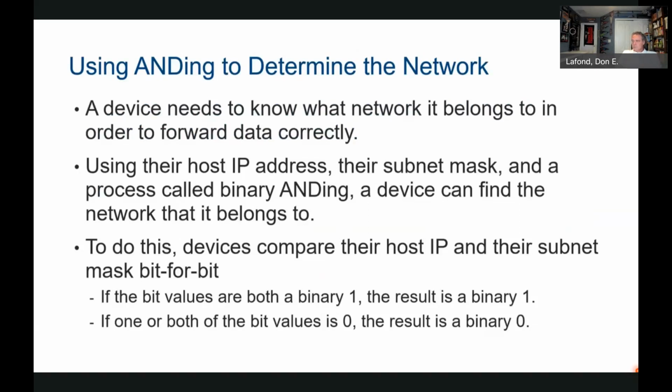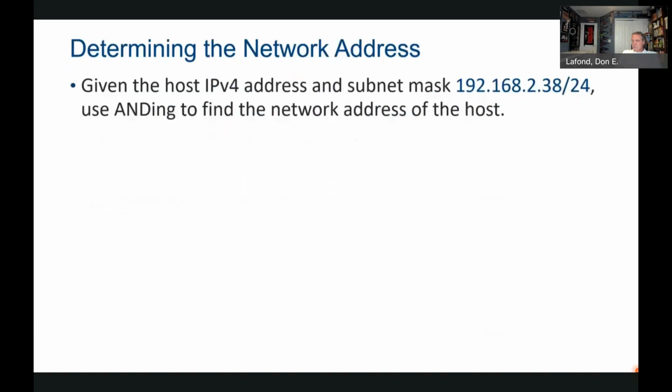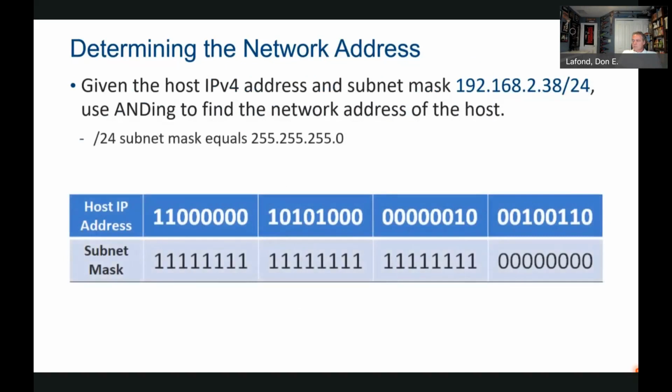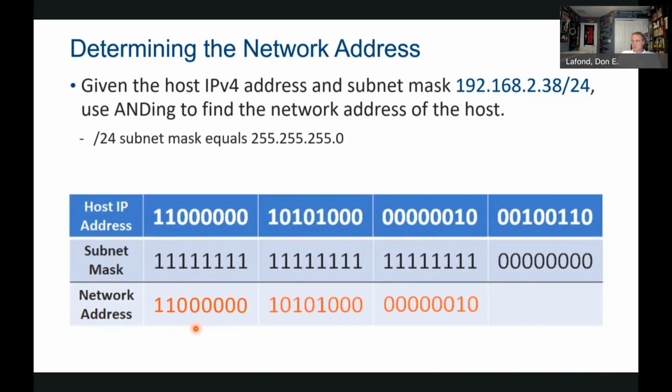Let's take a look at an example. Let's say we have a PC with a host IP address and a subnet mask of 192.168.2.38/24, and we'll use ANDing to find the network address of the host. Here's the host IP in binary. Here's the subnet mask in binary. If we compare them bit for bit, we can see that a 1 and a 1 results in a 1, a 1 and a 1 results in a 1, a 0 and a 1 results in a 0, a 0 and a 1 results in a 0, and so on until we have compared all 32 bits.